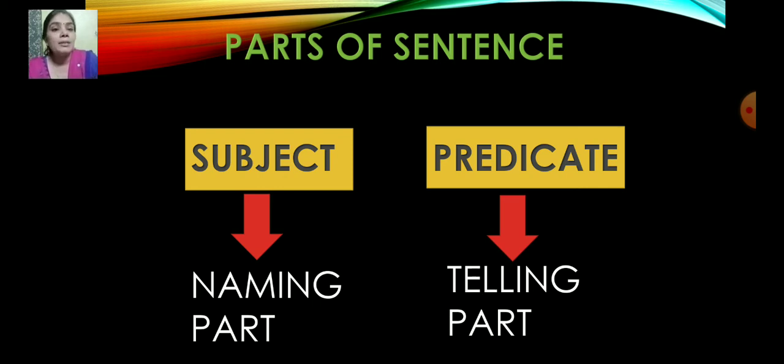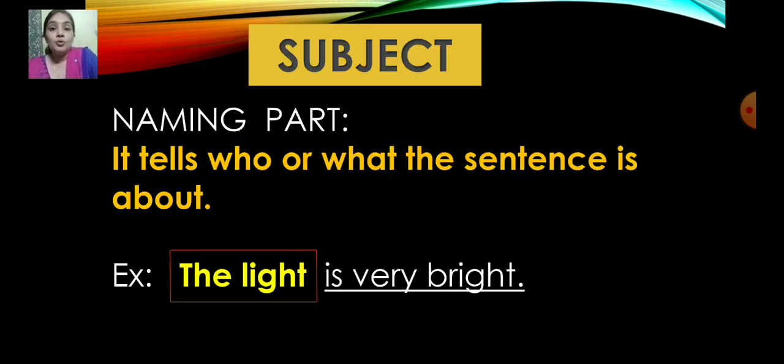Now let's practice to find the subject and predicate. To find out the subject: it is a naming part, as I said. So what does naming part mean? It tells who or what the sentence is about. For example, the light is very bright. The light is very bright. So is very bright is something you are saying about that name.